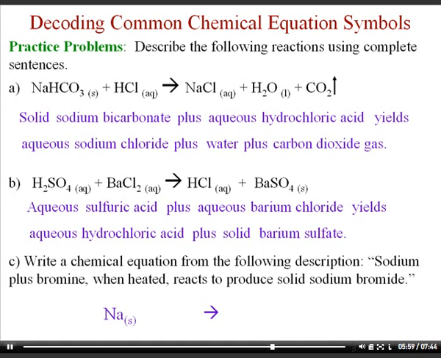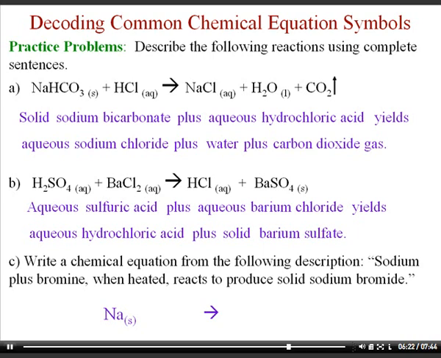Now the first thing that popped up on the overhead was the yield sign, and I suggest that the students write that down first, and then we just need to decide if the substances that are described are reactants or products. And it says sodium plus bromine when heated reacts to produce. So sodium and bromine are the reactants, and then the product is going to be the sodium bromide. So I put the yield sign down first for the students just so they can decide which side to put the reactants and products on.